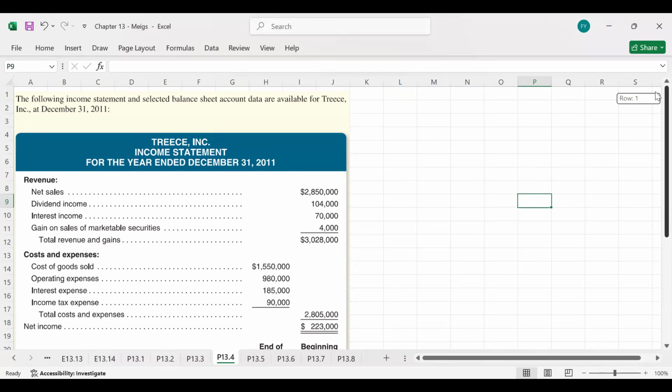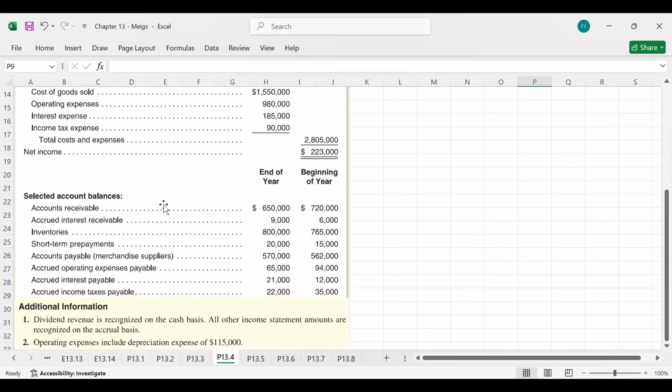So you can see that we have the income statement given, and then selected account balances are given. You can see there are some current assets and current liabilities, and here we have the beginning balance and the year-end balance given. So with the help of the beginning and year-end balance, we can find out the increase or decrease in the current assets and liabilities. That will be useful for the calculation of several cash flows for operating activities under the direct method.